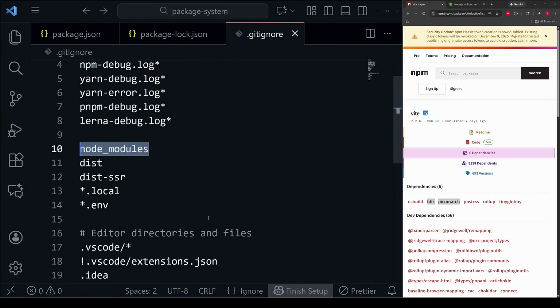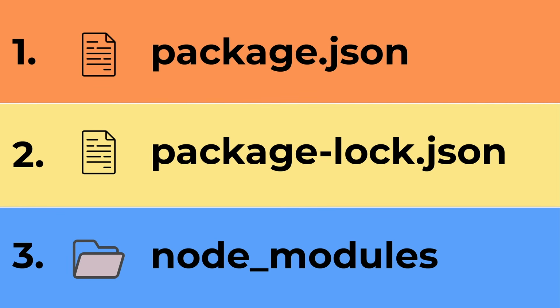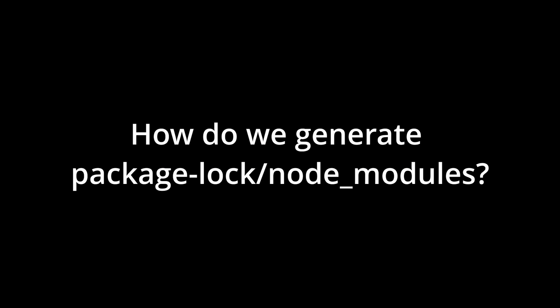Now let's get to the real meat of things. I've said over and over again that both package-lock.json and node_modules are generated folders. Package-lock generates from package.json, and node_modules generates from package-lock. This all comes back to the three-tier system. You start with package.json, and the other folders generate sequentially from there. But how do we actually generate package-lock and node_modules?